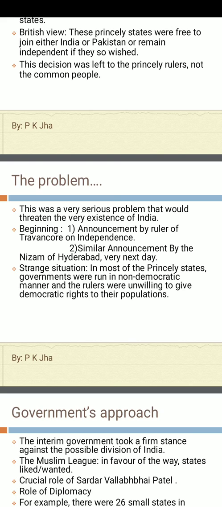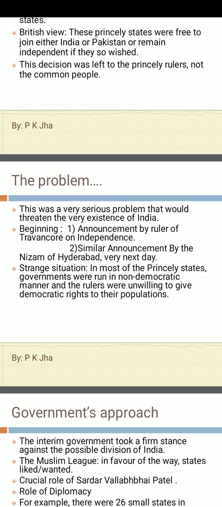Our leaders, who had their utmost faith in democracy, were not ready to accept that governments were run in an undemocratic manner, and the rulers were unwilling to give democratic rights to their populations. On the one hand, we wanted to give every possible democratic right, but the rulers of these princely states were not willing; they didn't want democratic rights to be given to their common people. This was the real problem.